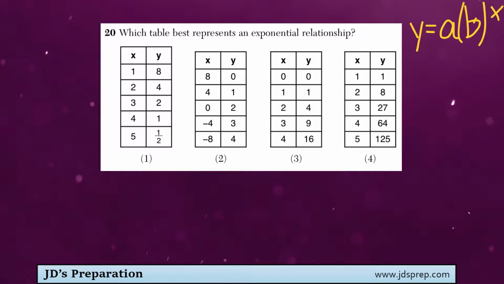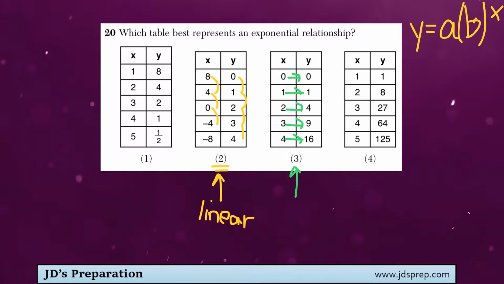So first, taking a look at option number 2 here, that one is an example of a linear relationship or a linear pattern. And I know that's the case because it's following a constant pattern: as x decreases by 4 each time, y increases by 1 each time. It's constant.